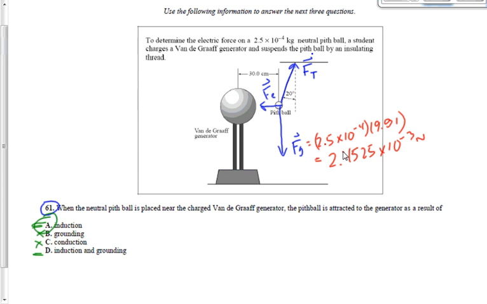If this pith ball isn't moving, then the forces have to be balanced. If it's not moving, then the force to the left must balance the force to the right. Well, the only force that I have to the right is the x component of the tension. The downward force has to balance the upward force. Well, the downward force is gravity. The only upward force I have is the y component of the tension. I know the y component of the tension. It's the same as gravity. I just solved for that. So the y component of the tension is 2.4525 times 10 to the negative 3 newtons.